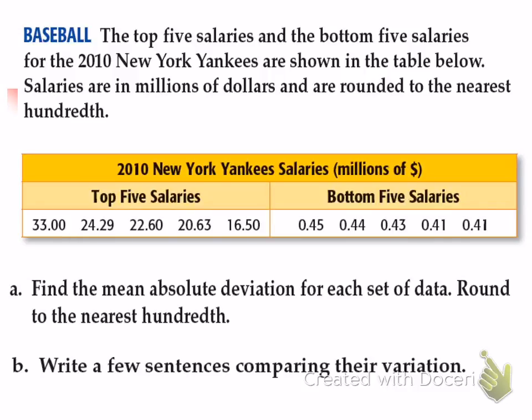So the top 5 salaries were $33,000,000, $24,290,000, $22,600,000, $20,630,000, $16,500,000. The bottom 5 salaries never reached the millions. We have $450,000, $440,000, $430,000, $410,000, and $410,000. So we're looking at two different sets of data, and the first thing that we need to do is to find the mean absolute deviation for each set of data, and we're supposed to round to the nearest hundredth.